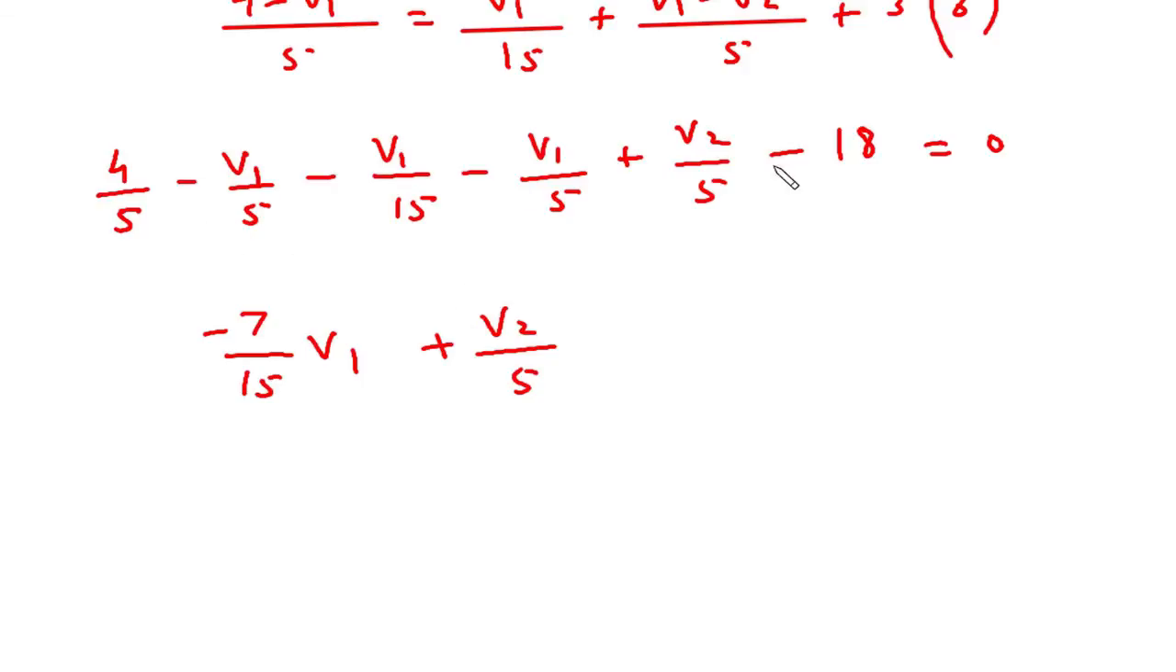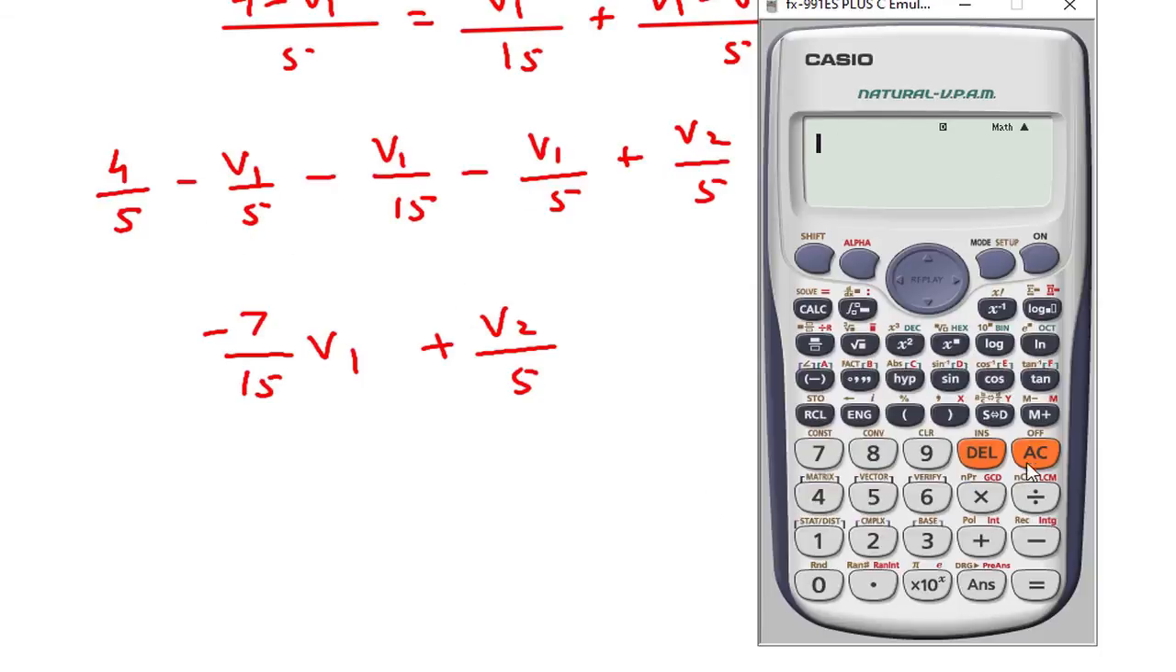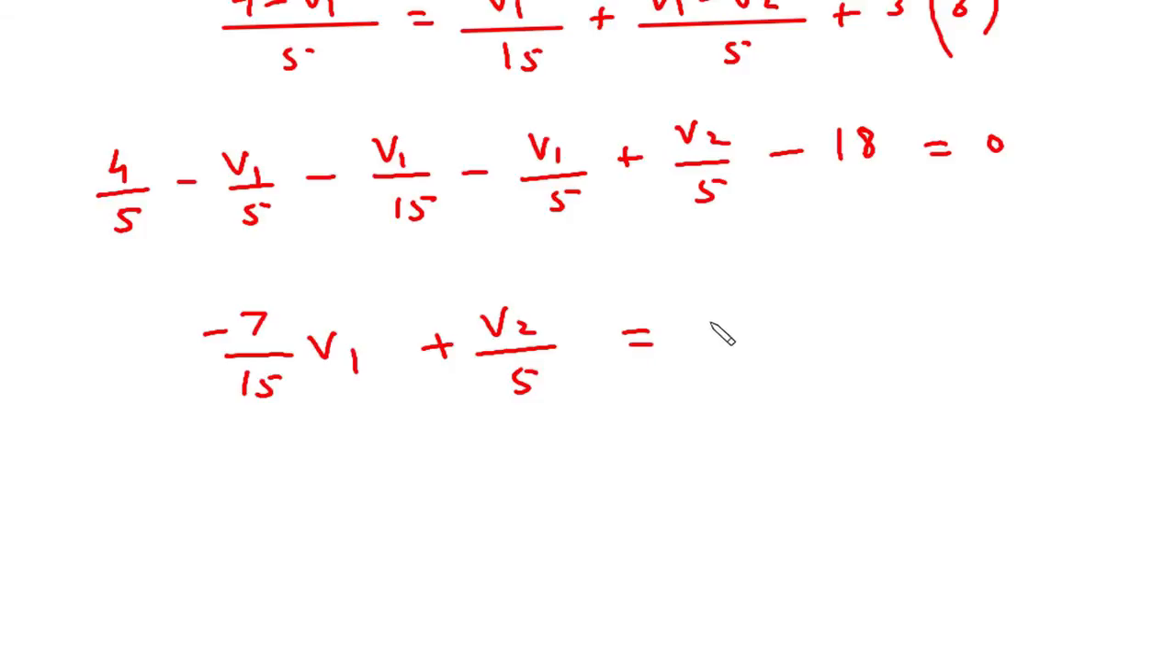Now this will be 4 by 5 minus 18. So it is minus 17.2. So it will be is equal to 17.2. Let's say this is equation number 1.